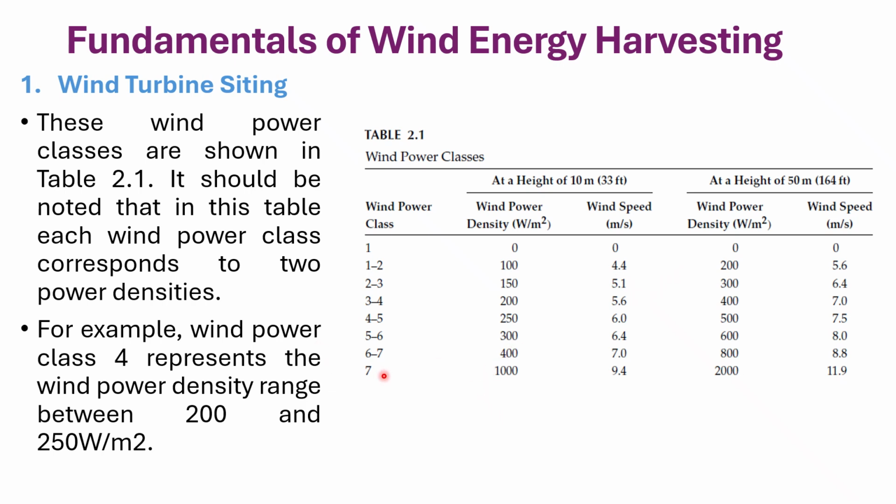So these wind power classes are shown in the table, which shows that the wind power class corresponds to 2 power densities. We have 2 power densities. So for example, wind power of class 4, see here, represents a wind power density range of 200 as well as 250 watts per meter square. So it is from 3 to 4 as well as 4 to 5. Likewise, 2 to 3 and 3 to 4, which means class 3 can have 2 wind power densities. Okay. So wind power classes are found with this, and wind power classes corresponding to the wind power density and wind speed are based on the height at which it is placed.